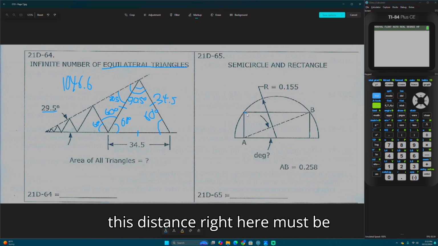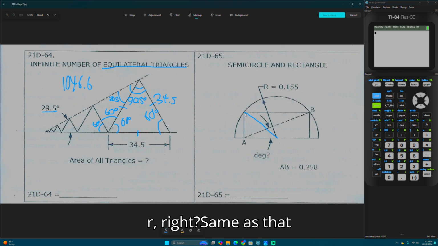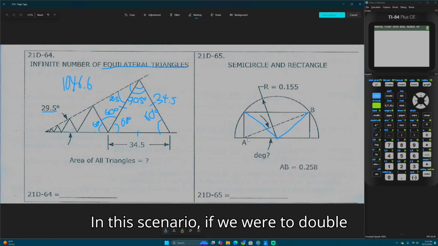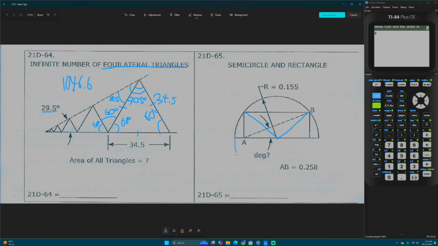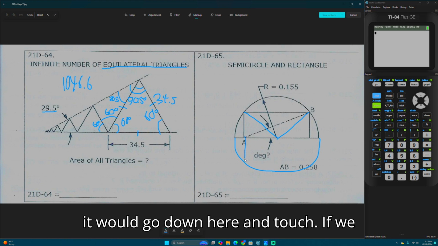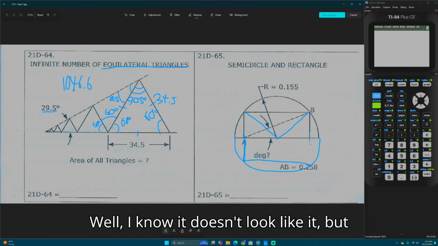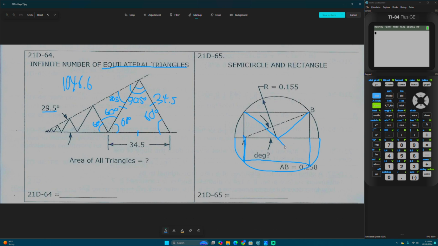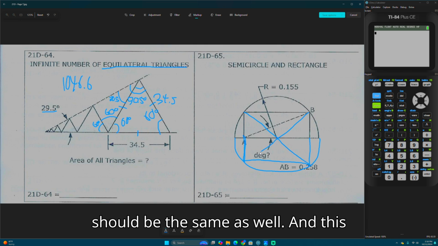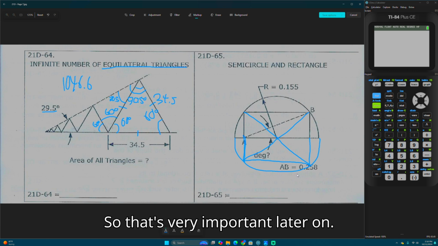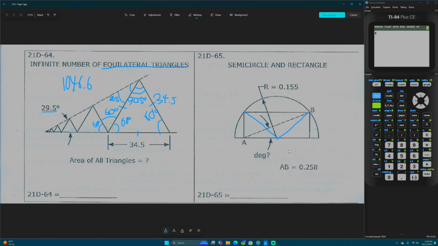So we know that this distance right here must be r, right? Same as that different distance. Well, I want to show y'all something pretty cool, right? In this scenario, if we were to double the rectangle, it would go down here and touch. If we were basically making it a circle, right? Well, I know it doesn't look like it, but if it's a total circle, those diagonals should be the same as well. And this whole thing would make a square, right? So that's very important later on. So we know that that's a square.